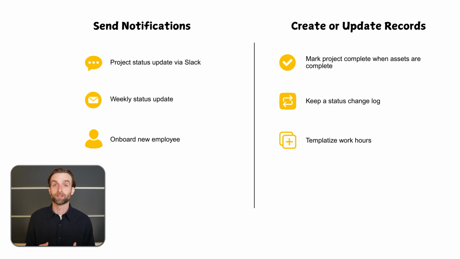Examples of updating records might be to change a project status to complete when all the assets associated with it have been marked complete. Keeping a change log for changes in video statuses, who updated them and when. Or templatizing your work hours to make it much easier to enter hours for each day of the week. Now, you can also use automations to connect with the outside internet by using webhooks or syncing with outside apps, and I might cover those in a follow-up video, but we're really going to focus on these most common use cases in this tutorial. We are going to build all of the examples on the screen, so feel free to jump to the ones that interest you the most using the video chapters below.